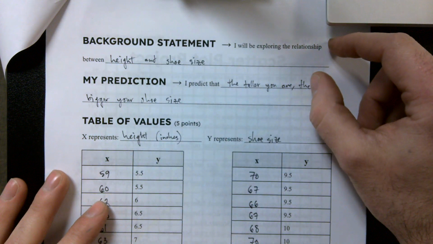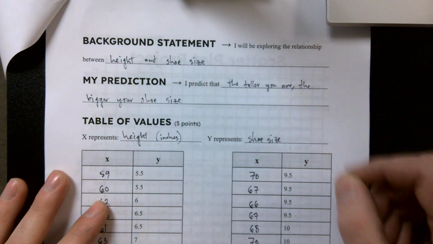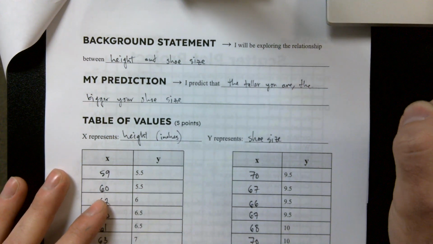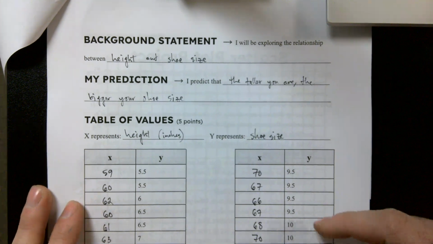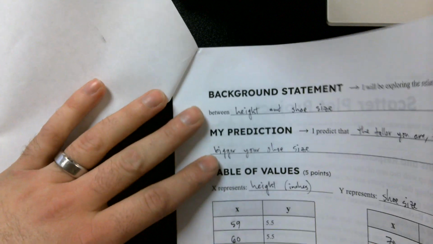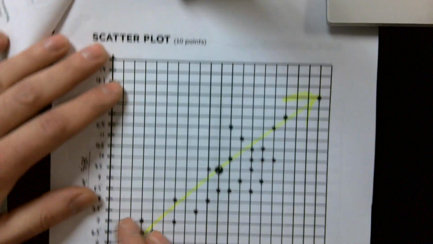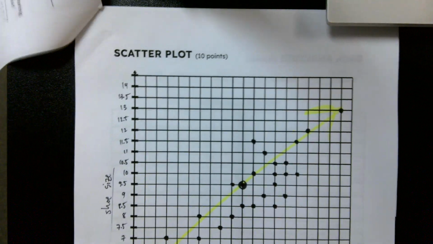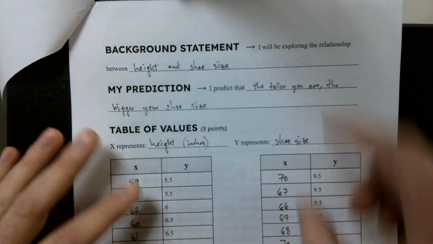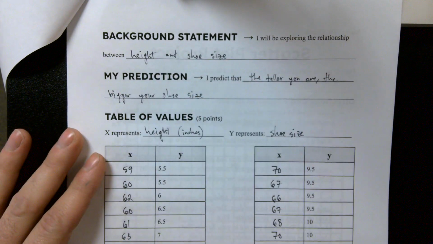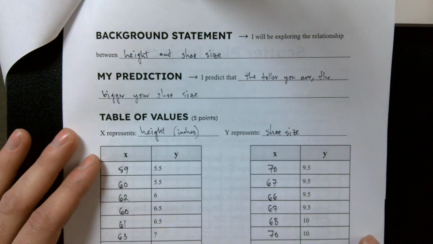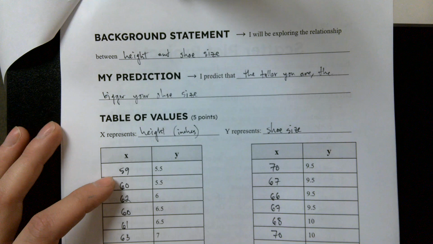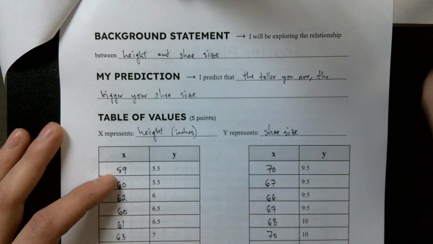Once you think your background statement is good to go, bring it up to me or raise your hand. I'll come over and sign off on it. Then you can make your prediction and you can start collecting your data. All right? Again, we shouldn't be starting on the graphing today because I doubt everyone will come up with something and get all their data by the end of the class period. I highly doubt that, right? So I'm going to get this passed.